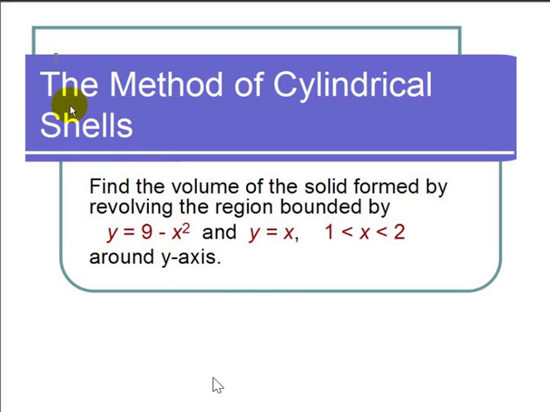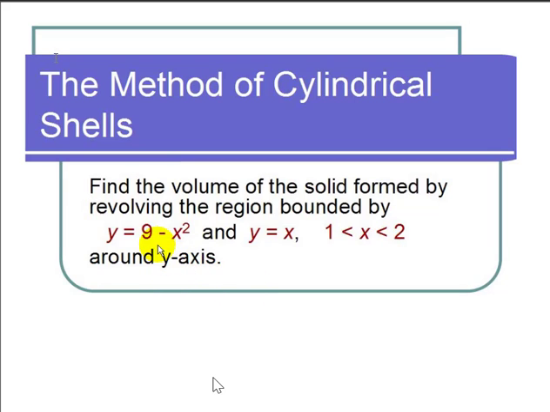This is a video on using the method of cylindrical shells to find volume. The question states, find the volume of the solid formed by revolving the region bounded by y equals 9 minus x squared and y equals x, for x between 1 and 2, around the y-axis.